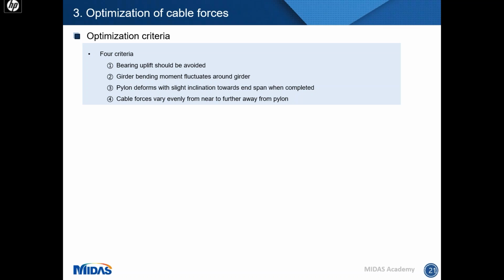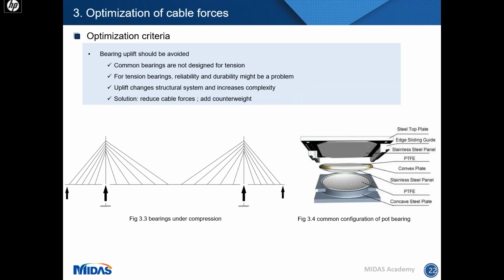To do this, firstly, we need to be clear about the criteria. In other words, by these criteria, we can compare and determine which group of cable forces is the best. In my opinion, there are mainly 4 criteria. I will talk about them one by one. The first criterion is about the bearing. No bearing uplift or tension is allowed.